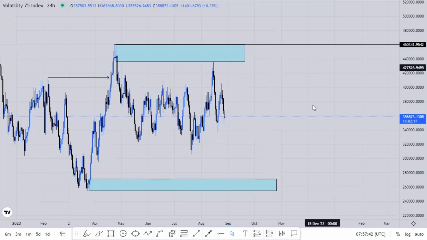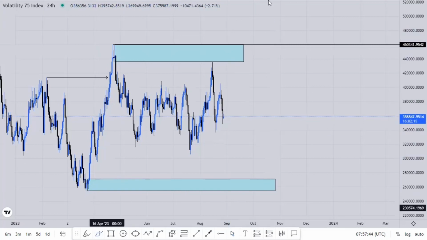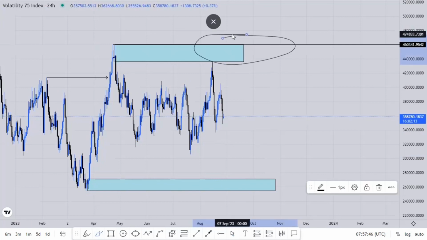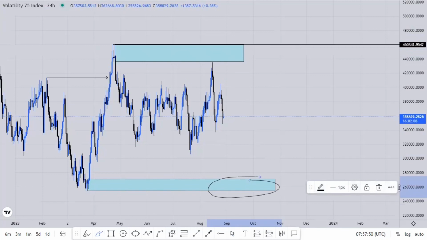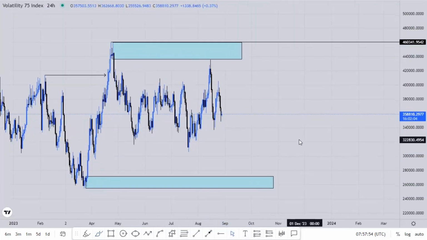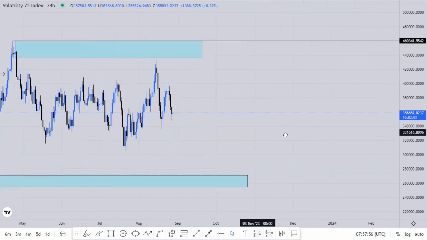So the most important zones for you to be trading are this one, the zone at the top, and this zone at the bottom. These are the higher probability zones that you mustn't miss any trades on.